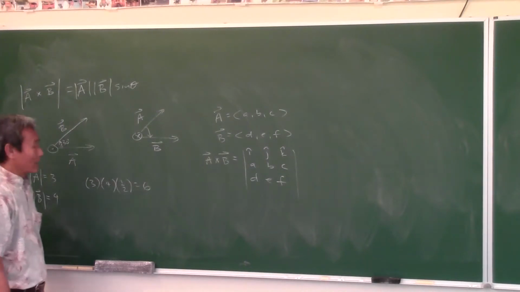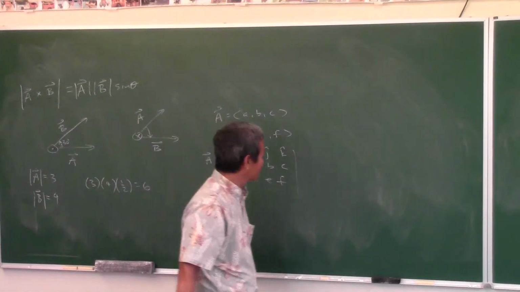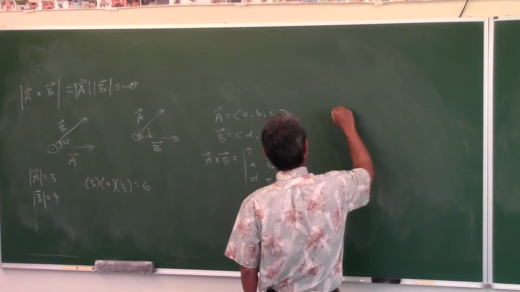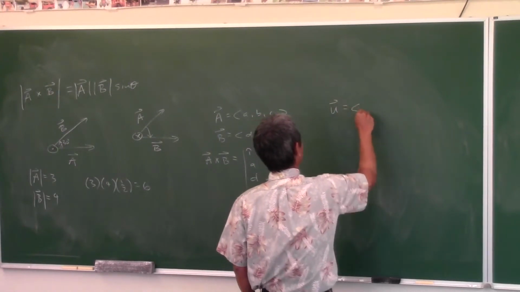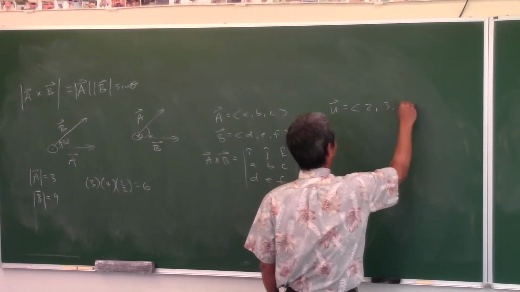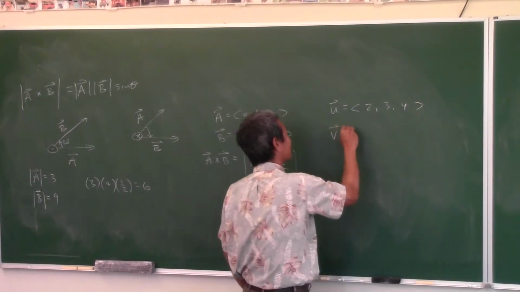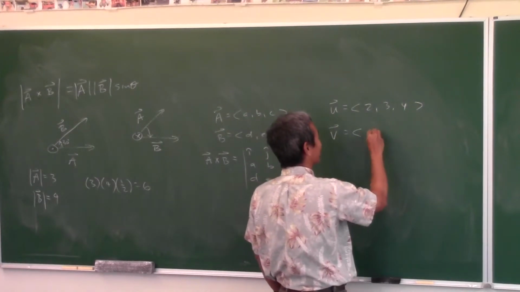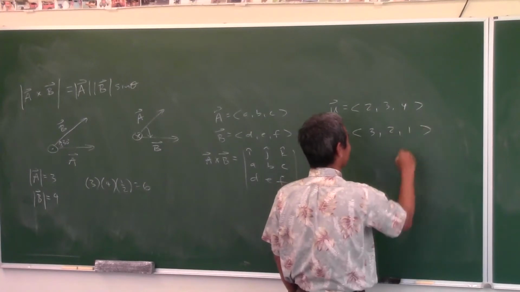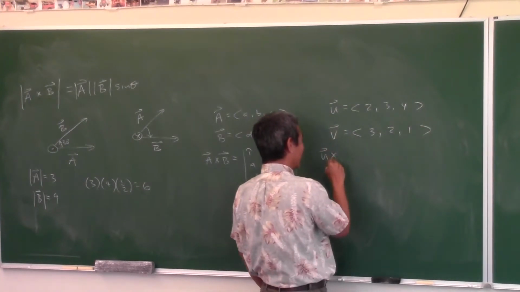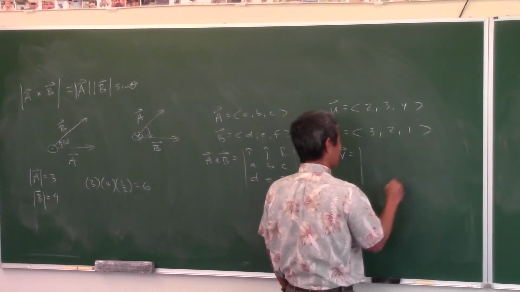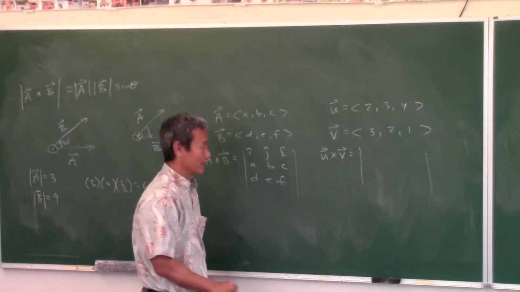Okay, let's review how to compute 3x3 determinants. Let's say vector u is (2, 3, 4), and vector v is (3, 2, 1). How do you compute vector u cross vector v? So you make a 3 by 3 determinant.